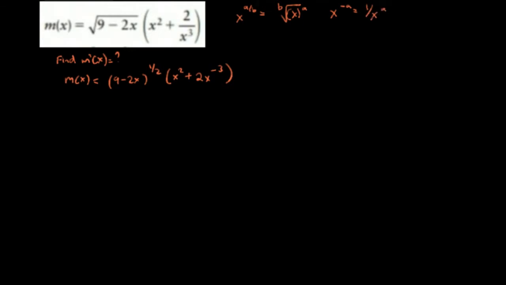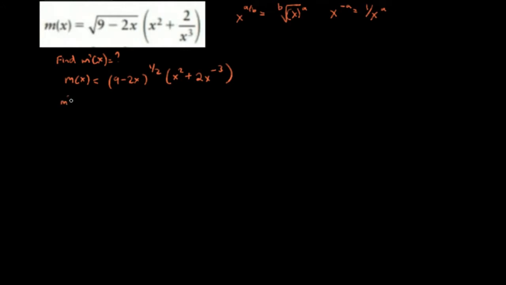Now, before I actually think about finding the derivative, I'm going to write m of x as purely exponents. So you have 9 minus 2x to the power 1/2. This represents the square root. And you have x squared plus, I'm going to write this as 2 times x to the power -3, because we're using the reciprocal rule of exponents, right? So the two rules I just employed: x to the power a over b is equal to the bth root of x to the power a, and x to the power -a is equal to 1 over x to the power a. Okay, so you should be familiar with some of these exponent rules.